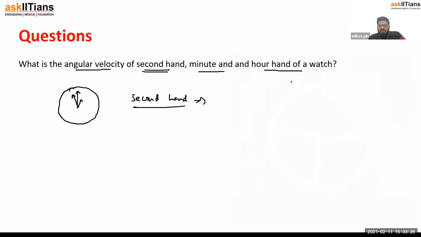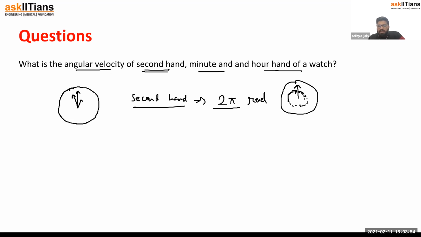We know the second hand completes one rotation in 1 minute. Yes or no? So in one complete rotation, what is the angular displacement? It is 2 pi radians.